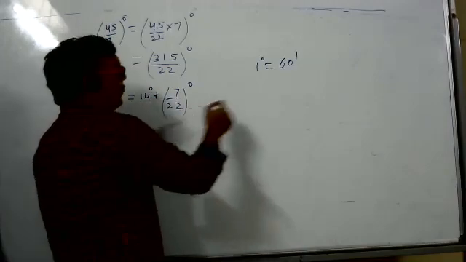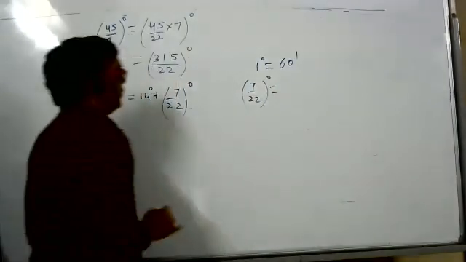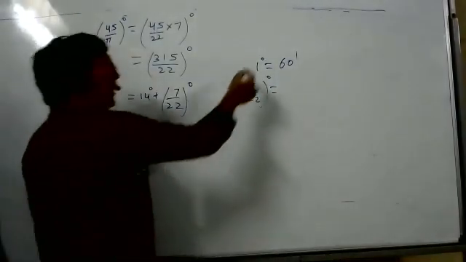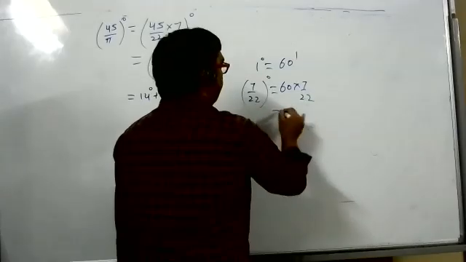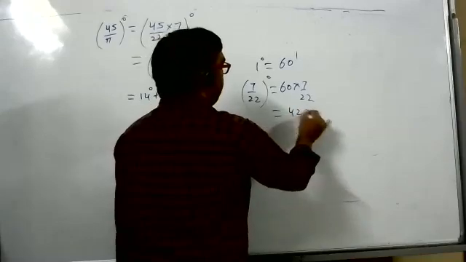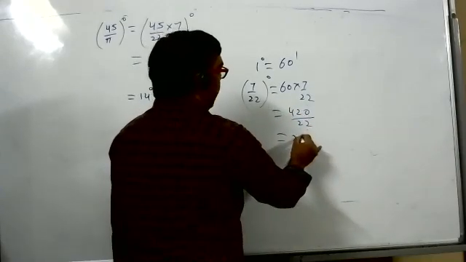So 7 by 22 degree is equal to how many minutes? Tell me. 1 degree is 60 minutes, so 7 by 22 degrees is 7 by 22 into 60, 60 into 7 by 22. So 7 6s are 420 by 22. You have to simplify. Again cancel by 2. So you'll get 210 by 11.